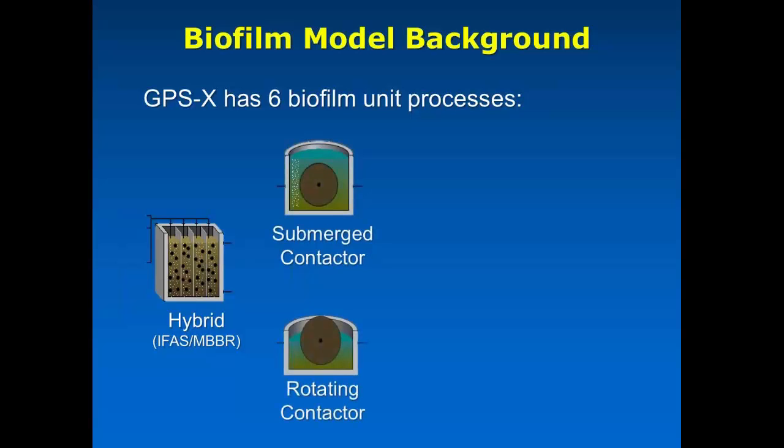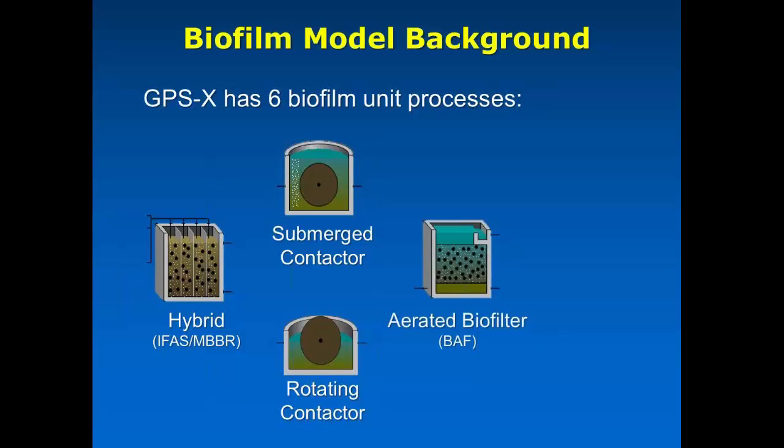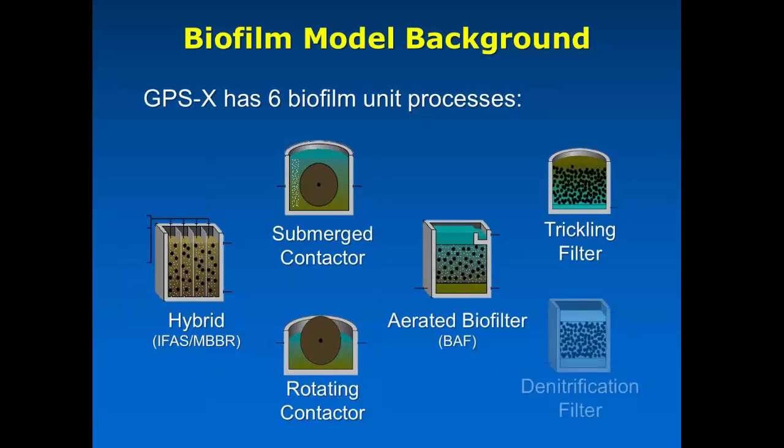We also have 2 different types of rotating contactors. The submerged contactor is, as shown here in the unit process icon, completely submerged, and there are bubbles there to indicate that it is, of course, aerated from some sort of diffuse system. And then we have a rotating contactor that comes up out of the water, your conventional RBC systems, and you specify some details to show how much of that is exposed to the air. We also have an aerated biofilter, or a BAF unit. In fact, we have 2 different versions of that model. We also have a conventional gravity-driven trickling filter, and then also a denitrification filter. And I'm going to come back and talk about each of these in a bit more detail.